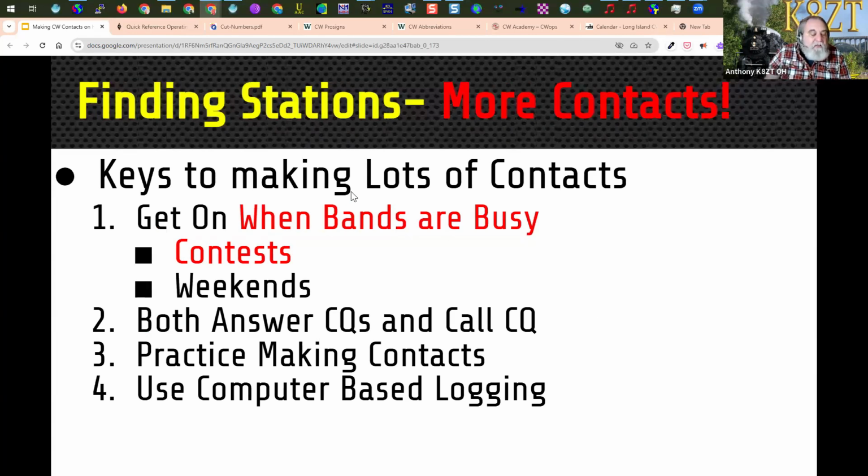Okay, just like I said in the phone contact section, how do you make more contacts? Well, you get on the air when the bands are busy, and you get on the bands often. When are the bands busy? Contests and weekends. Fortunately, there are 3 mini CW contests through the middle of the week. Matter of fact, on Wednesdays, there are 4 versions of the CW Ops group. They're each 1 hour long. There's one in the morning, one in the afternoon, one in the evening, and one late at night. Actually, the next day, GMT.